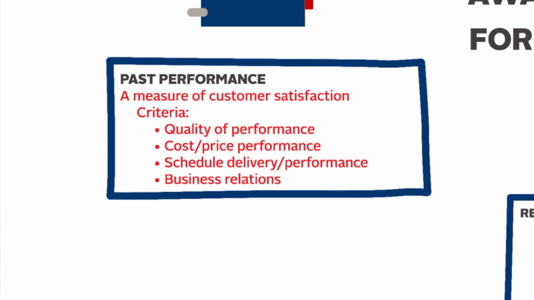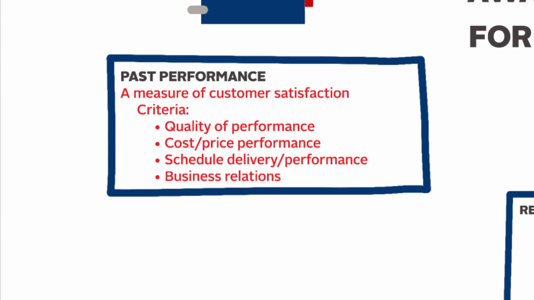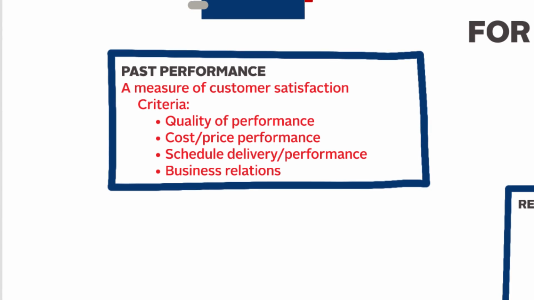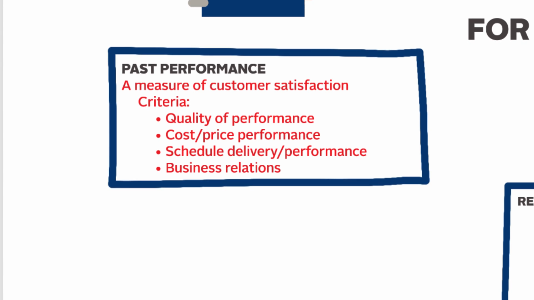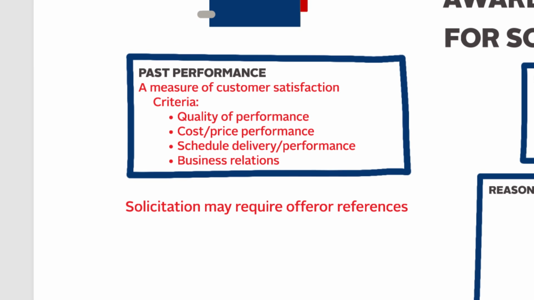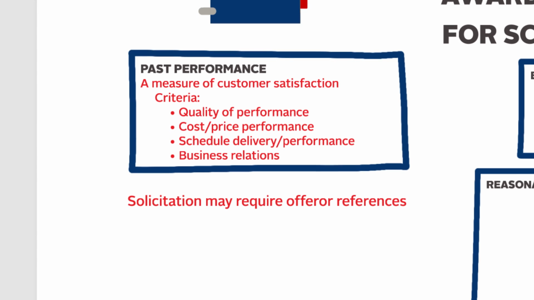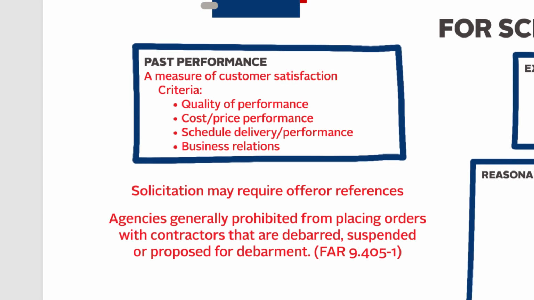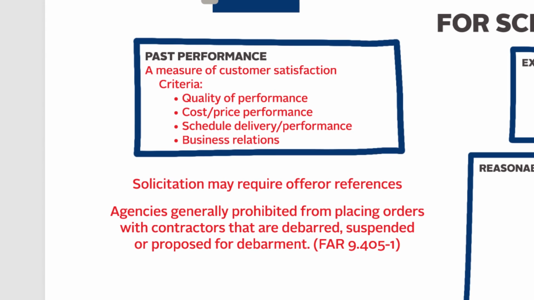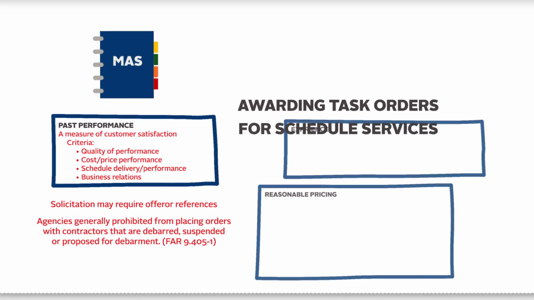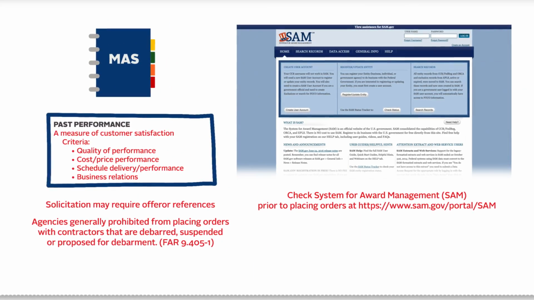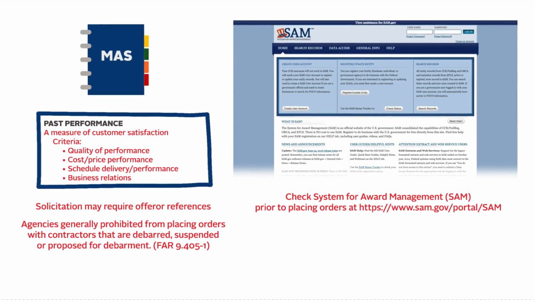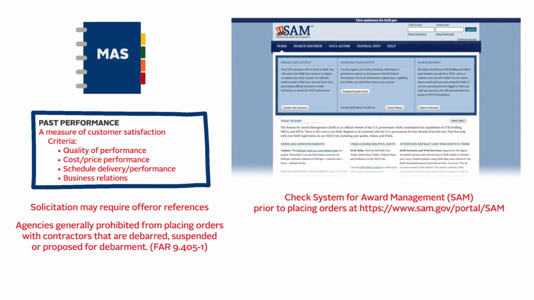The criteria may be tailored to a specific acquisition, but typically include quality of performance, cost or price performance, schedule delivery, and business relations. The solicitation may require offerors to identify a reasonable number of references. Generally, FAR 9.405-1 prohibits agencies from placing orders with contractors that are debarred, suspended, or proposed for debarment. So, prior to placing an order, ordering activities must check the System for Award Management, or SAM, which consolidates records from a number of previous systems, including the Excluded Parties Listing System.